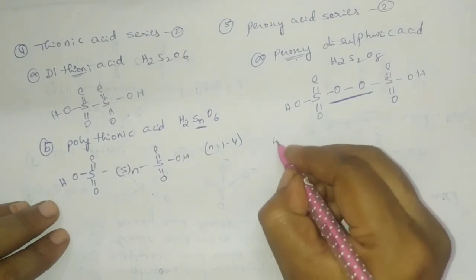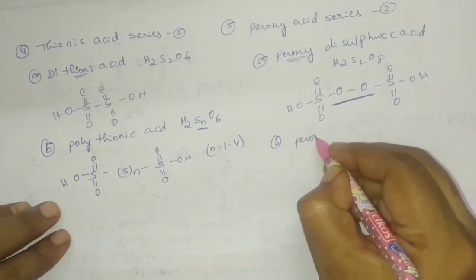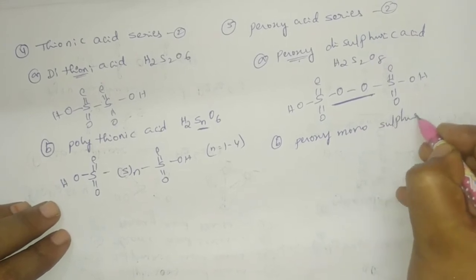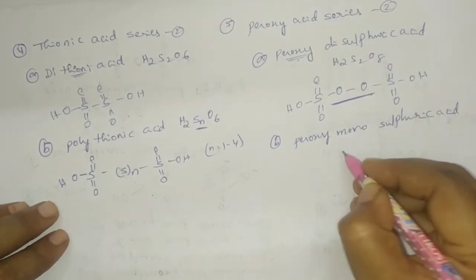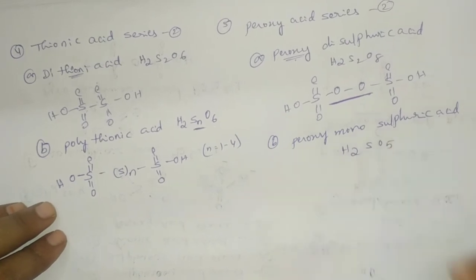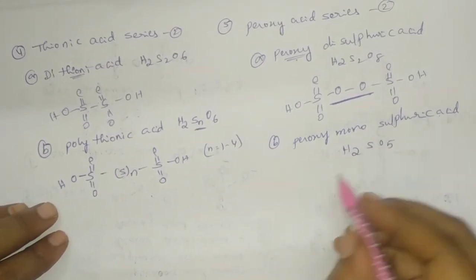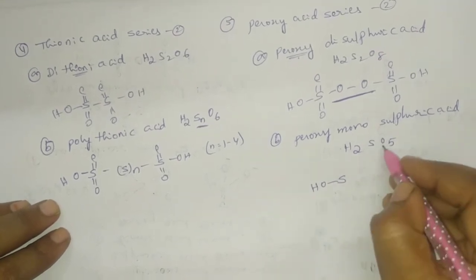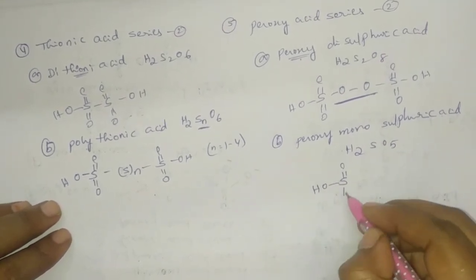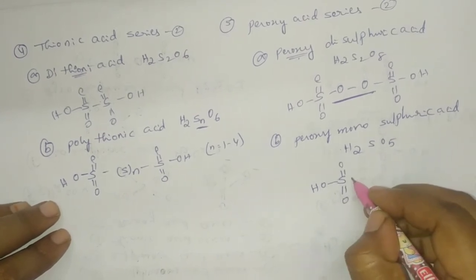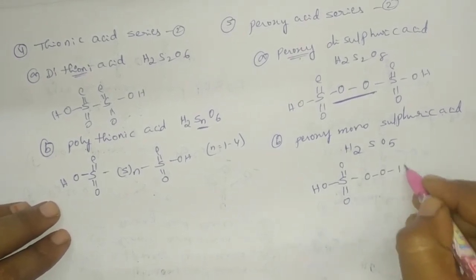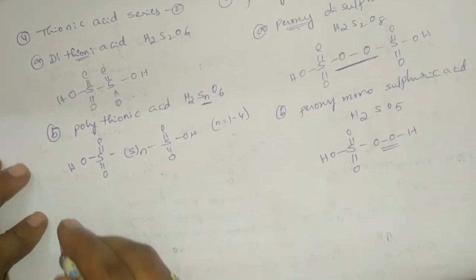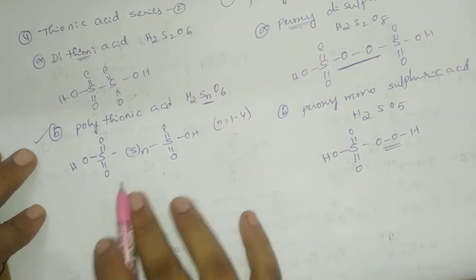Okay. Here next B, peroxy monosulfuric acid. Formula is H2SO5. H2SO5. Only one S. This side OH. How many oxygens are there? 5. Peroxy linkage means OO linkage will be formed. That means OO linkage will be formed here. Yes. So here this one is special here, Sn.